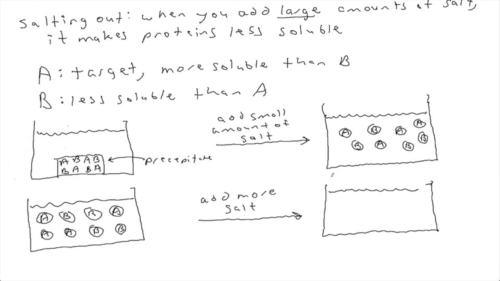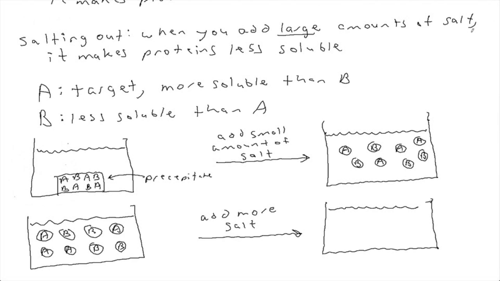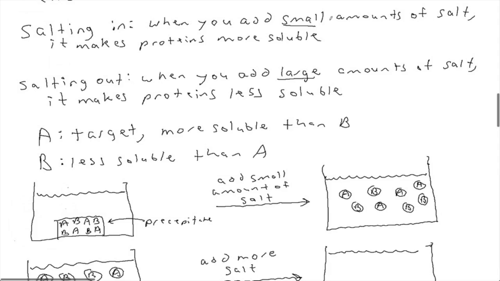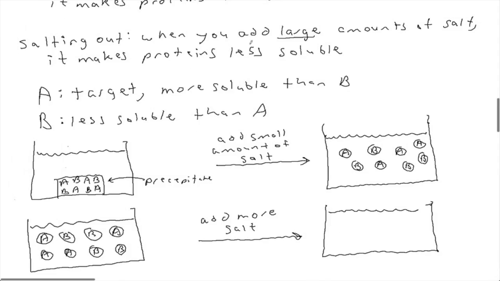Because remember, now that we're adding larger amounts of salt, will that make the proteins more soluble or less soluble? Less soluble. Right, remember that when we added the first small amount of salt, it made the protein more soluble. But when you add larger amounts, it makes them less soluble again. So we keep very carefully and gradually adding more salt until we see a precipitate form. Well, which protein is going to precipitate out first, A or B, based on the information that I told you about them?